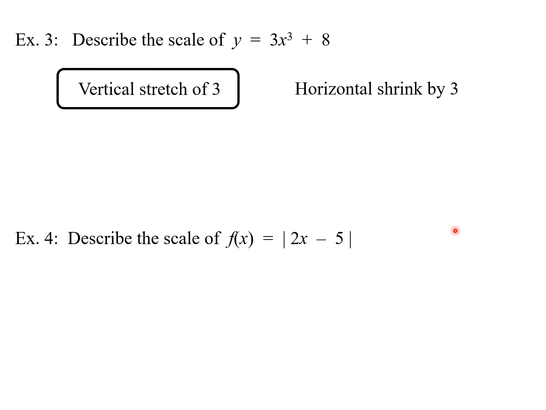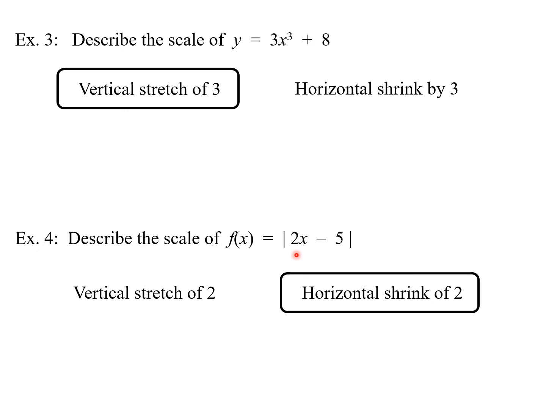How about this one? We have the absolute value function, and there's a 2 there. Is it a vertical stretch or a horizontal shrink of 2? Well, this time the 2 is within the function. If it were out front, it would be different, but here it's within the absolute value function, and that makes it a horizontal shrink of 2. If the 2 were out front, so it's 2 times the absolute value, then it would be vertical, but it's within the function itself, so it makes it horizontal.